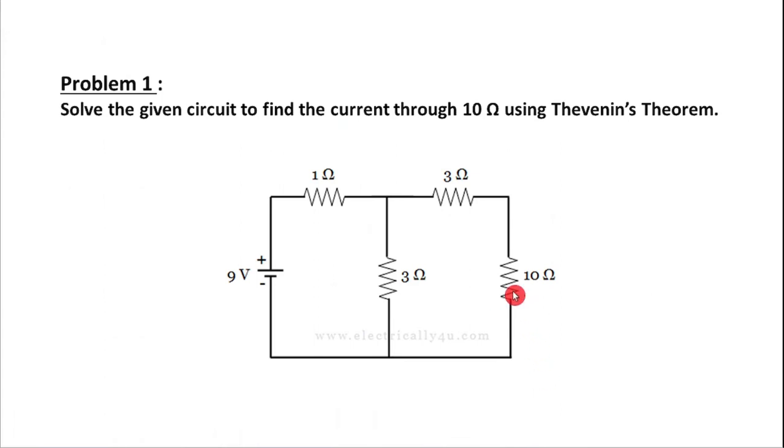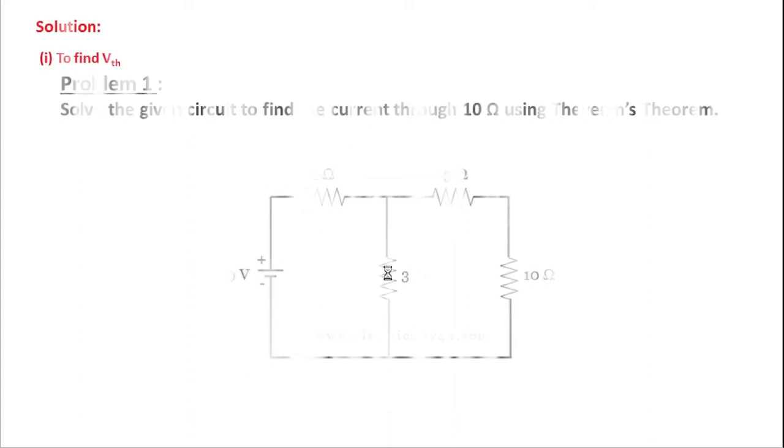Now let us look at a problem. Here the problem is to solve the given circuit to find the current through 10 ohm using Thevenin's theorem. Here 10 ohm is considered as a load. So where is the 10 ohm? Here is the 10 ohm. So this is considered as the load, right? We have to find the current through this load. And here in the circuit, 9 volt is the voltage source given, and these are the resistances given in the circuit. So now let us solve this.